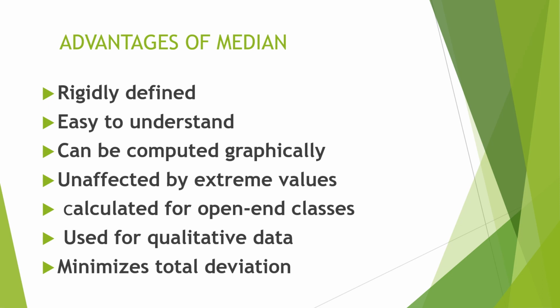It is unaffected by extreme values. It means it is not at all affected by extreme values. This is because the median of the data is calculated on the basis of the relative position of the data values. Since it is unaffected by the presence of extreme values, it is used when studying skewed distributions. Skewed means asymmetrical distributions.